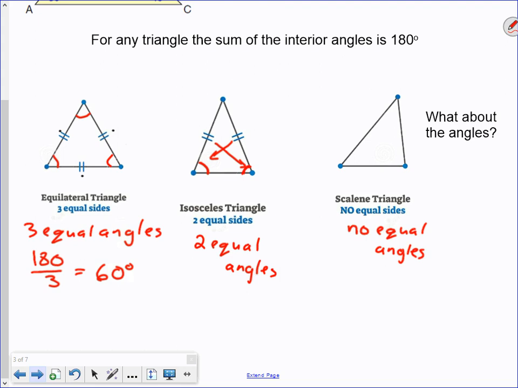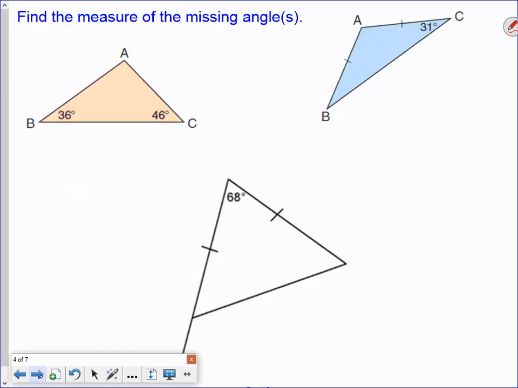So how do we put this information into practice to solve problems? Well, we could be given a triangle and we could be asked to find the missing angles. So in our first one, we're trying to find angle A. We know that these three angles, A, B, and C, have to add up to 180. So angle A is just going to be 180 minus 36 minus 46. This tells us angle A is going to be 98 degrees.